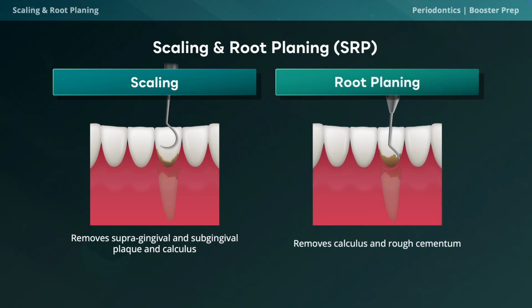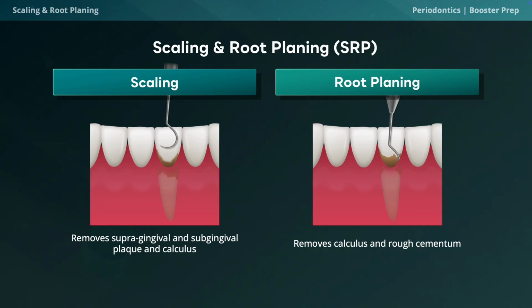Root planing goes a bit deeper. This is smoothing out the root surface by removing rough cementum and removing deposits and endotoxins. So why does this matter? Because when roots are smooth and clean, bacteria have a harder time sticking around and the gums can start healing.